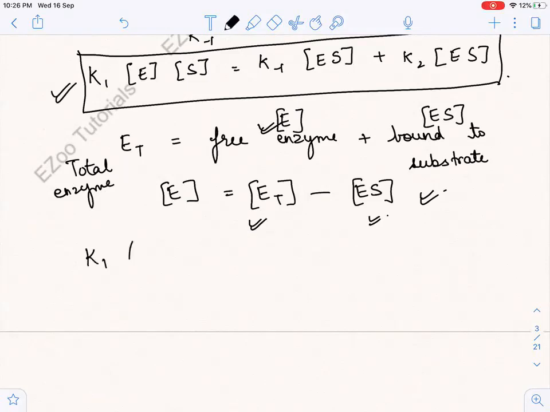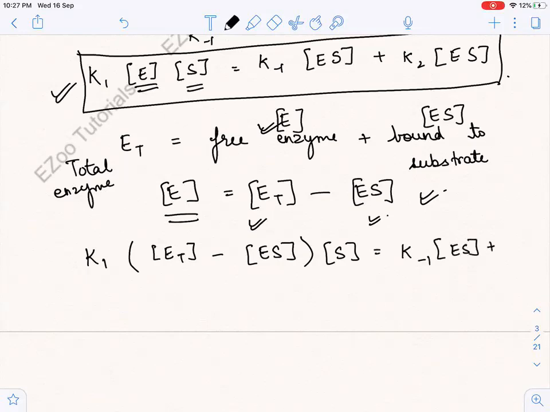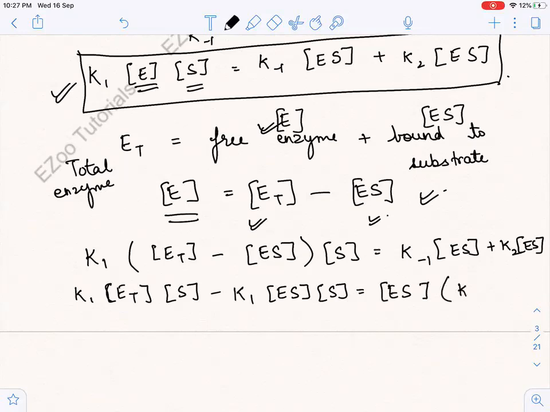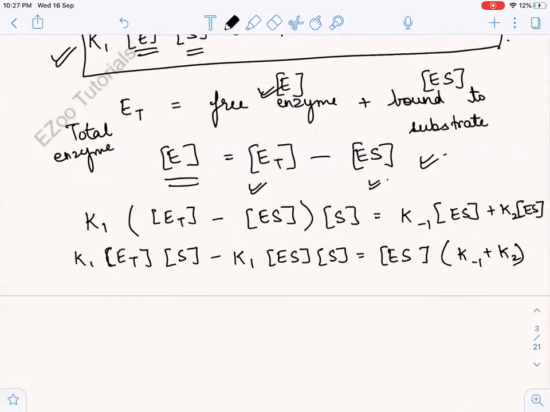तो K1, अब E की जगह हमने ये लिख दिया. ठीक है, E की जगह हमने ये लिख दिया यहाँ पे. ओके, और ये सबस्ट्रेट वैसे का वैसे ही इज इक्वल टू K-1 ES प्लस K2 ES. ओके, ये हो गया. अब इसमें से हम क्या कर सकते हैं, K1 ET S माइनस K1 ES. बेसिकली क्या किया, ब्रैकेट खोल दिया और कुछ भी नहीं करा, है ना. और अब यहाँ पे ES को हमने कॉमन ले लिया, ठीक है, और K-1 प्लस K2. यहाँ तक समझ में आ गया. बेसिक सिंपल मैथ्स कर रहे हैं. ठीक है, चलो अब आगे देखते हैं.